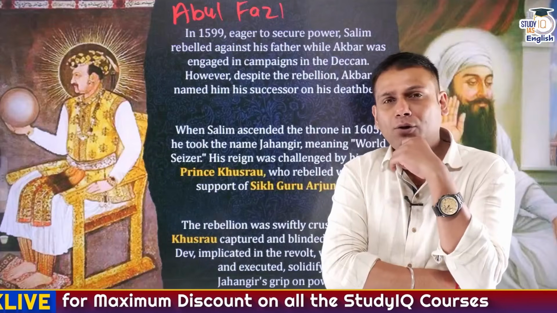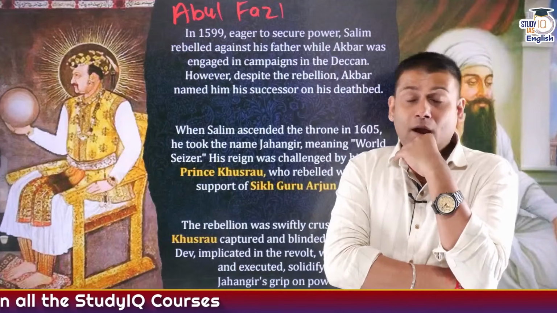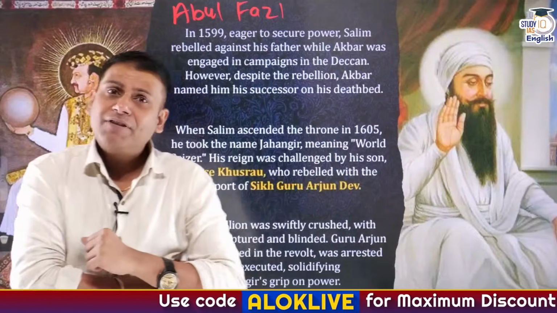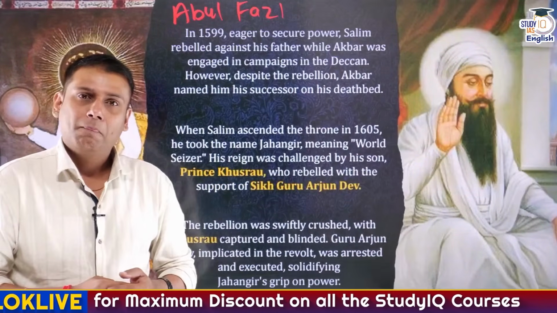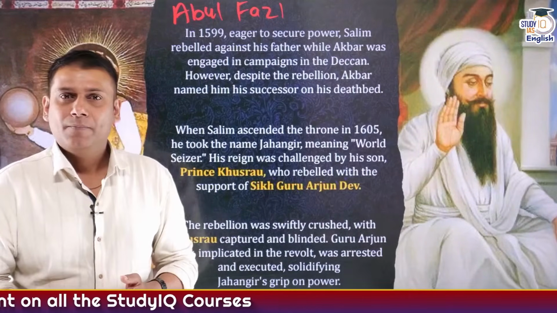Akbar calls Itmad-ud-Dawla and says that you have a very pretty daughter. And I know one of my Iranian commanders whose name is Sher Afghan. Why don't you marry your daughter, Mehrunissa, to Sher Afghan, who is governor of Bengal right now? To which this person, Itmad-ud-Dawla, agrees.